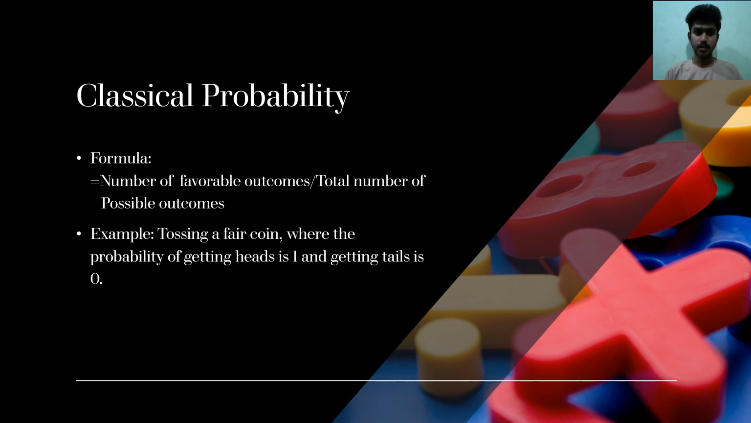Classical probability formula: number of favorable outcomes divided by total number of possible outcomes. Example: tossing a fair coin, where the probability of getting head is 1/2 and getting tail is 1/2.